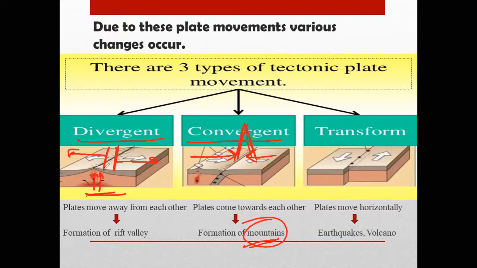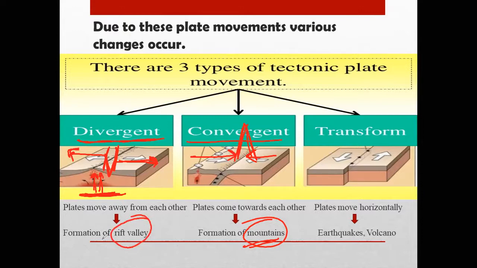I'll repeat again. In divergent plate movement, plates diverge from each other or they move away from each other due to the convection currents or heat currents released by magma which is present inside the mantle. And when these plates move away from each other, it leads to creation of valleys between two plates. Thus, divergent plate movement leads to formation of rift valleys.